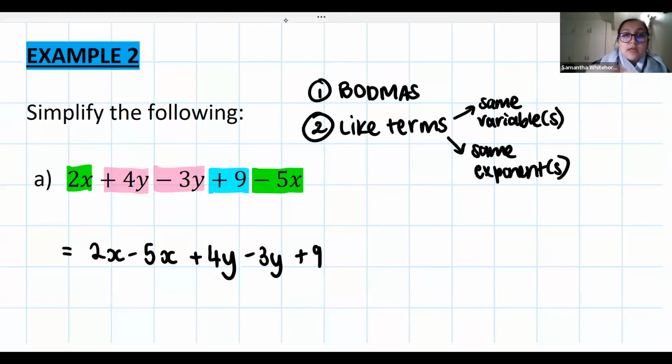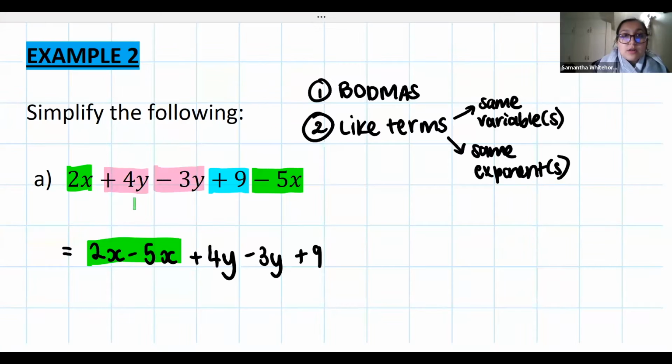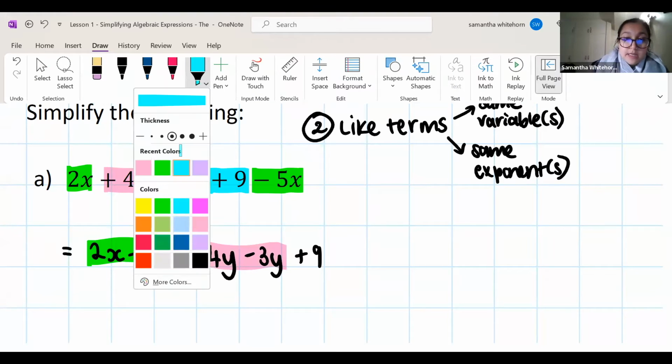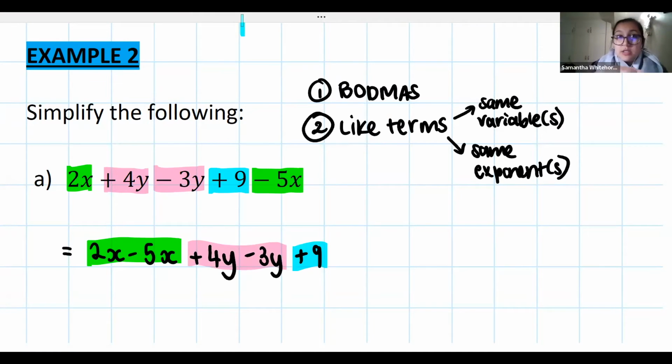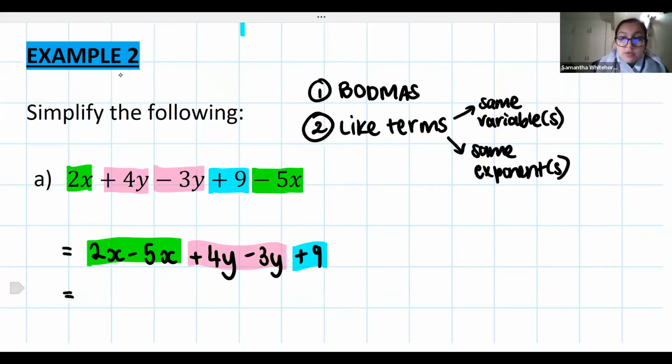So all I'm doing here, guys, is I'm grouping together all of the X terms, all of the Y terms, and the constant term. If that's what you need to do, that's cool. Personally, I don't do it, but that's just me. Once you've got your like terms, you can add and subtract.